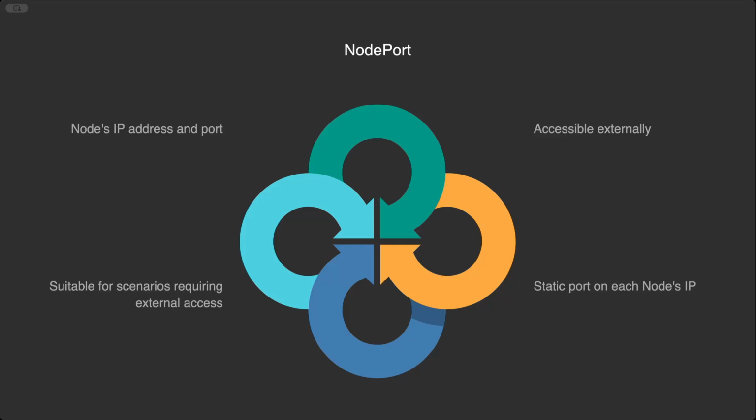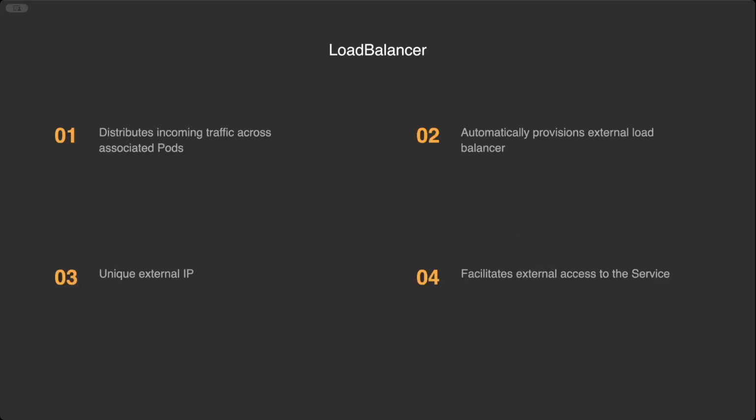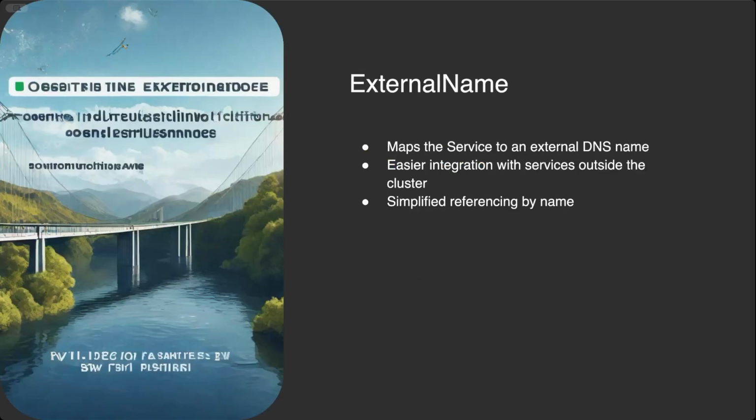scenarios requiring external access. Load balancer automatically provisions an external load balancer in supported cloud providers and assigns a unique external IP to the service. It facilitates external access to the service, distributing incoming traffic across the pods associated with the service.